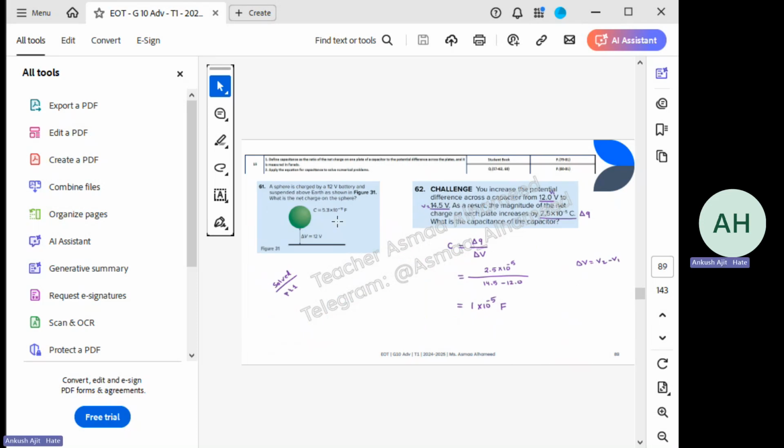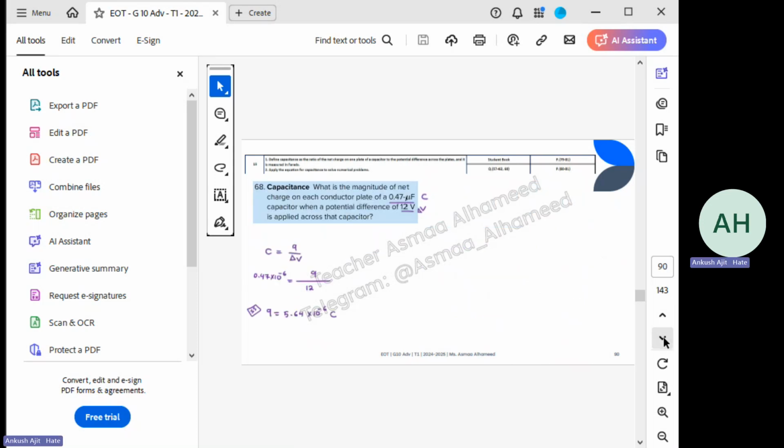This is a sphere. This is also a solved one. C equals Q by V. Same thing, same formula. And all is very simple. C equal to Q by V. You just have to put the values, and accordingly you have to just do the sums. One unknown will be given, others will be known to you.